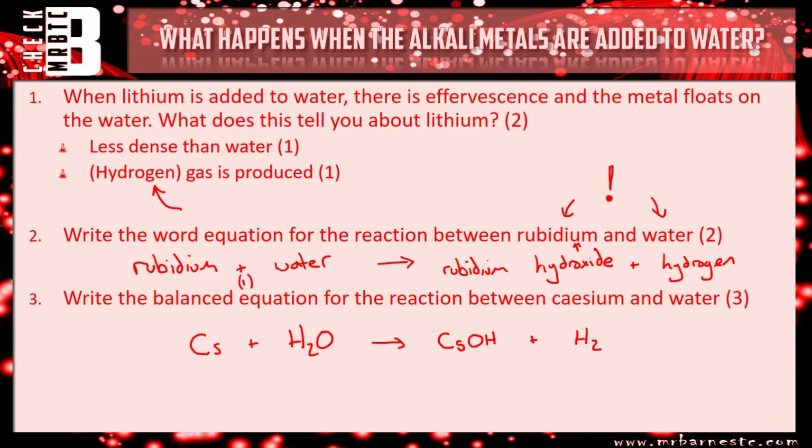When it comes to balancing then, let's have a look at what we've got. 2 hydrogens here and 1 hydrogen there, so that's 3. So if I double that, I get 4 in total, including this 2 over here. I then double this, which gives me 4 hydrogens, 2 oxygens, 2 oxygens. I've now got 2 cesiums over here, so I need to put 2 in front. So you'll get 1 mark for Cs plus H2O, 1 mark for CsOH plus H2, and then 1 mark for your correct balancing.